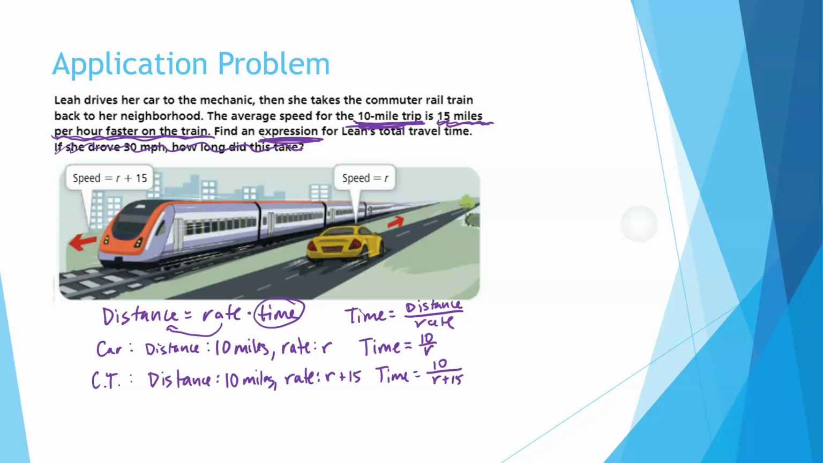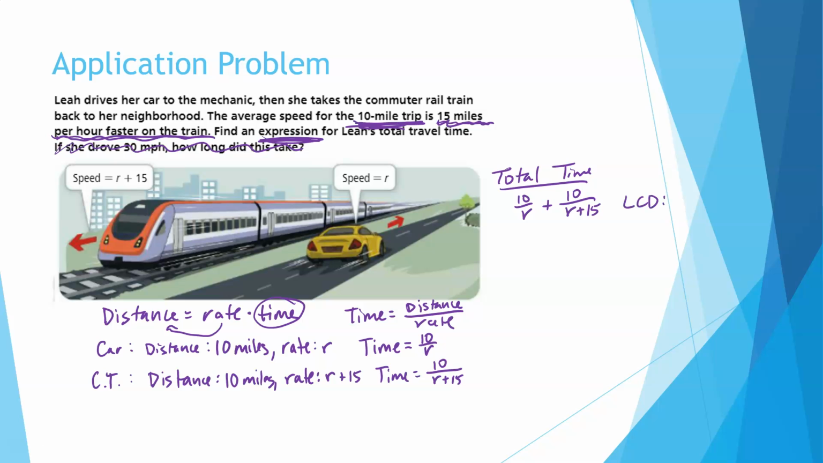Again, the question asks for the total time, which means I need to take the time it takes in the car, which is 10 over r, and add it to the time it takes on the train. So this is a really fancy problem to get us to write the expression 10 over r plus 10 over r plus 15, and then they want us to simplify it.